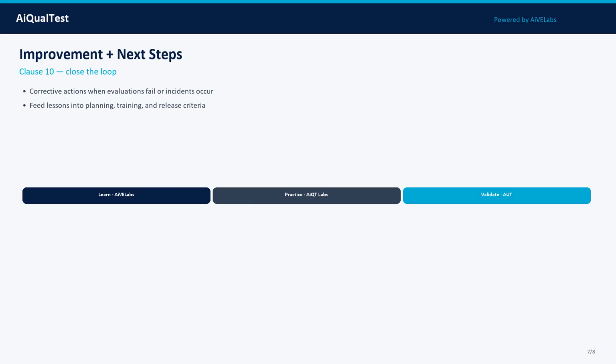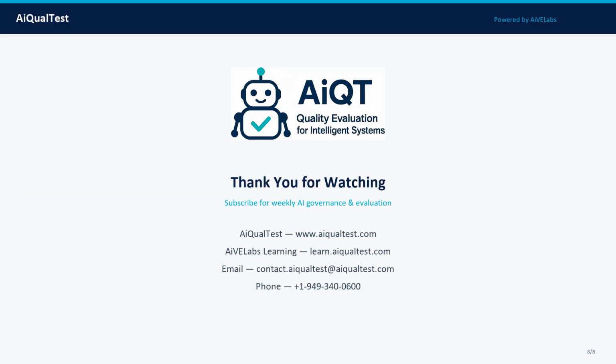Start with one AI system in scope, one risk assessment, and one repeatable evaluation workflow. That is how product teams turn ISO 42001 from a procurement question into daily practice.